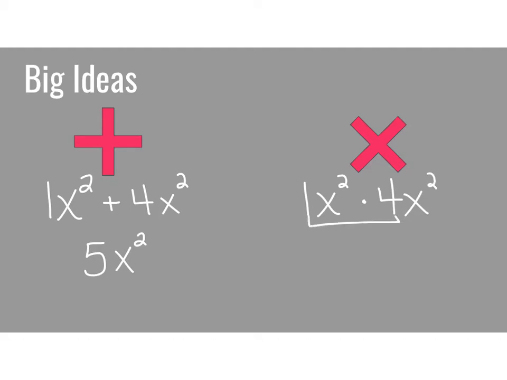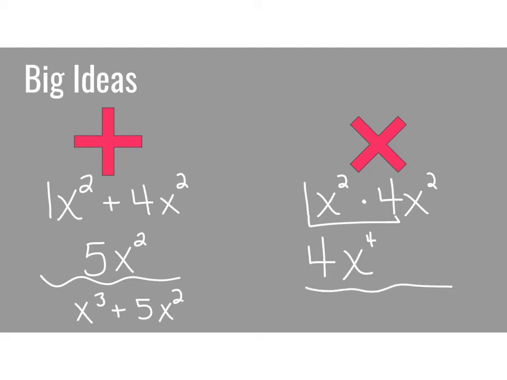So it's 5x squared. Whereas if I asked you to do 1x squared times 4x squared, the difference here is you multiply coefficients, so 1 times 4 is 4, and x squared times x squared is keep your base and you add your exponents. So this would become 4x to the fourth. So you must have like terms in order to add. If I told you to do x cubed plus 5x squared, you can't because they are not like. But you could multiply them together. X cubed times 5x squared would be multiply your coefficients to get 5 and keep the x and add the exponents, so it would be 5x to the fifth.